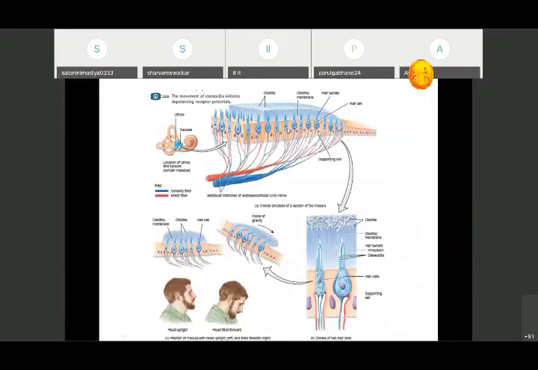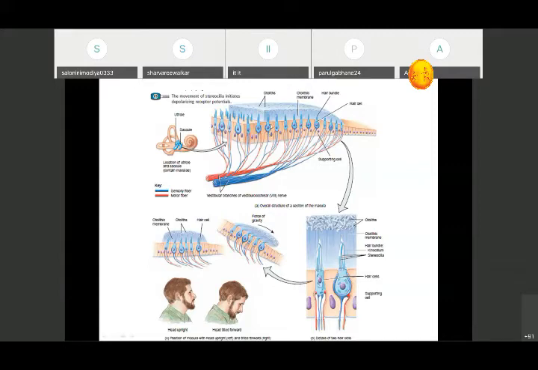Now this is the structure of the macula. The macula is a neuroepithelial ridge. This neuroepithelial ridge is present inside the utricle as well as the saccule. The arrangement of the macula is such that in the utricle it is present in a horizontal direction, whereas in the saccule it is present in a vertical direction. Inside this macula, or neuroepithelial ridge, there are small hair-like structures.